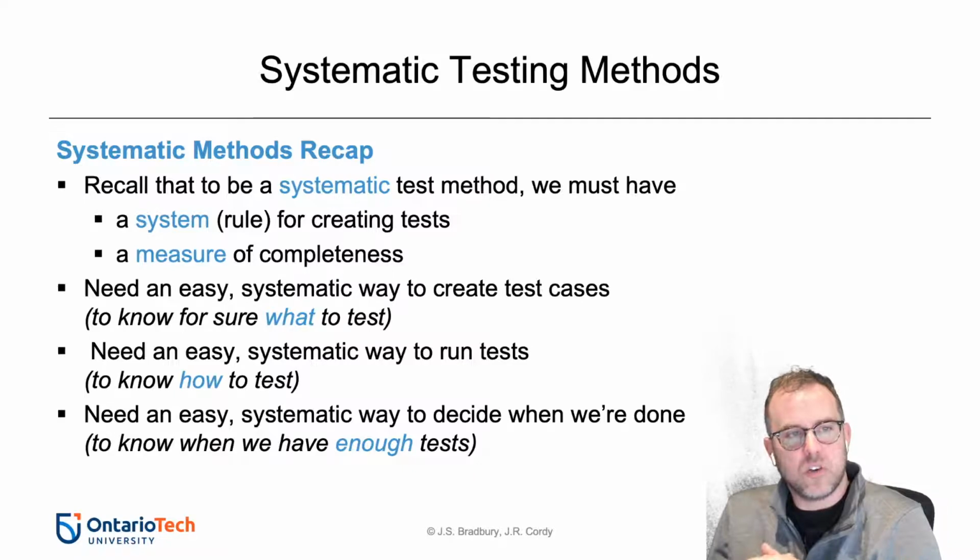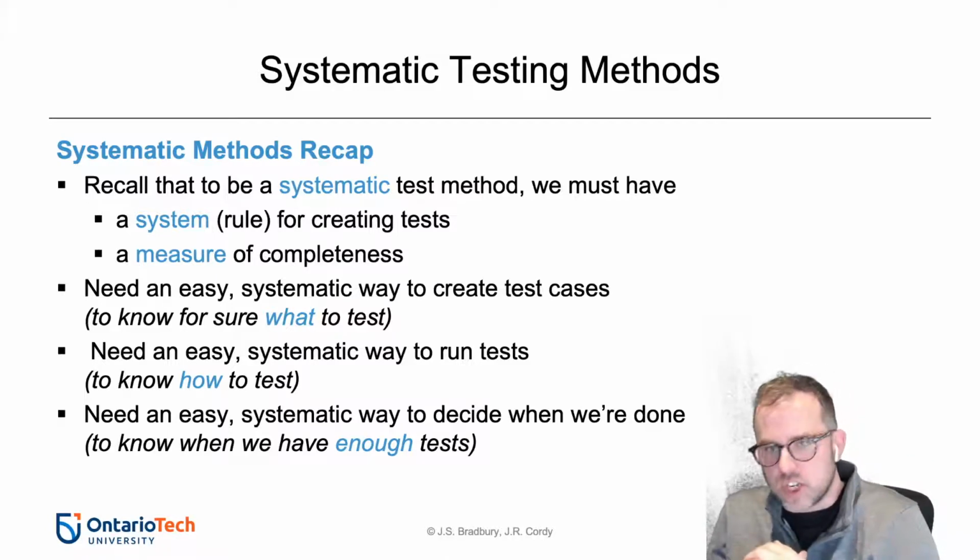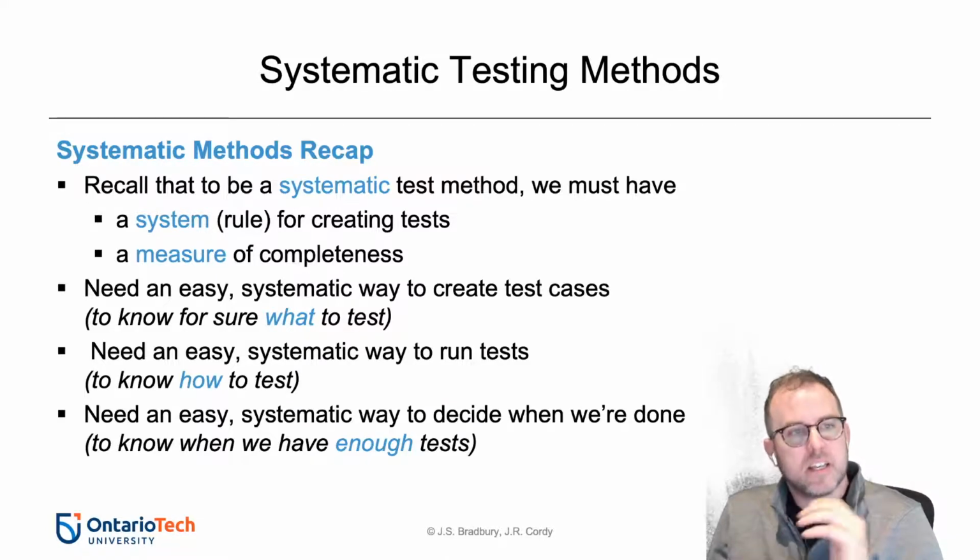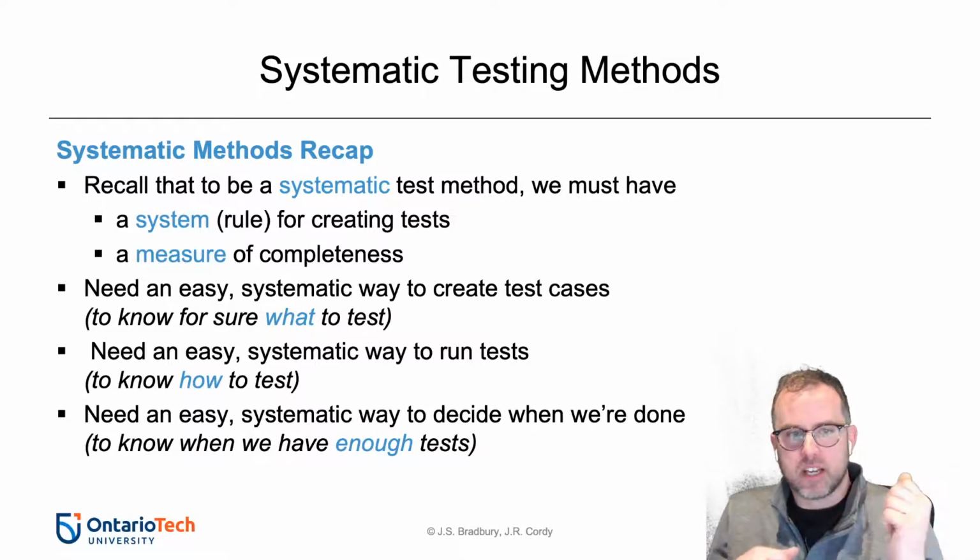When I say know for sure what to test, that means we need an easy, systematic way to create tests, such as go to every if statement and create an input that causes it to be true and causes it to be false. We also need an easy, systematic way to run the tests, such as creating a script or using JUnit. And we need an easy and systematic way to decide when we're done, when we have enough tests. That would be when there's a test case for every if statement that evaluates it to true, and a test case for every if statement that evaluates it to false. That's my criteria for being done. So this is an example of systematic, and this is what we mean by systematic testing.